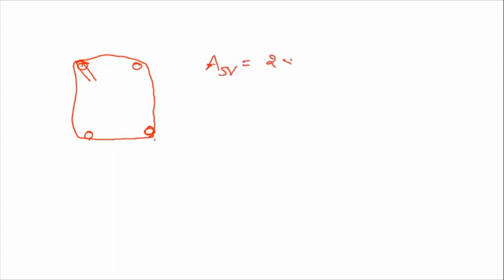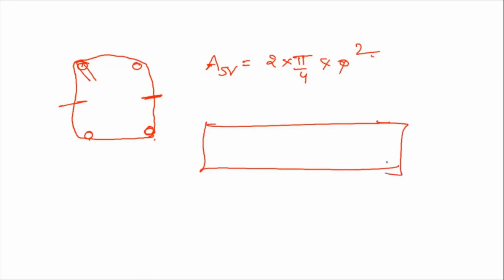Now what is ASV? Suppose there are 4 bars like this, and you are providing the stirrup like this. There are 4 main bars, this is the main reinforcement, and you are providing the stirrups like this. Then ASV will be equal to 2 into pi by 4 into diameter square, because two legs are there. You can see that here.